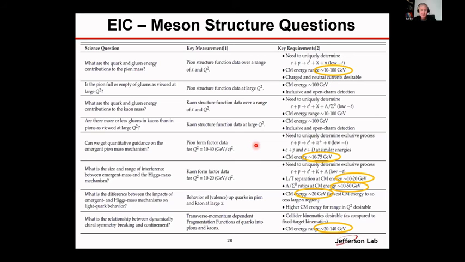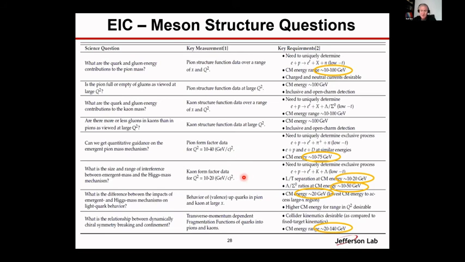And you can go beyond that. You can measure the pion form factor, I showed you that, which gives you again quantitative guidance on the emergent pion mass mechanism. Again, that doesn't require the highest energy, but it tells you where we can do measurements. Same for the kaon, which actually likes lower energies because you have to be able to measure this lambda over sigma ratio. But you can do more.